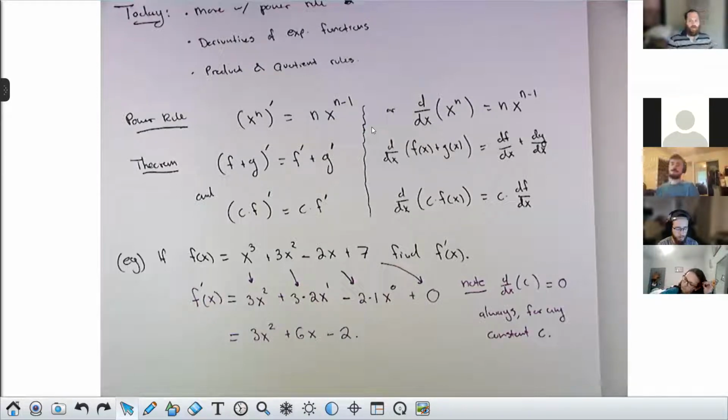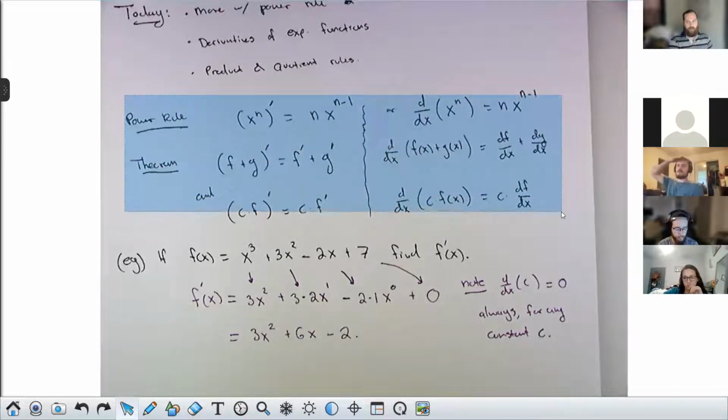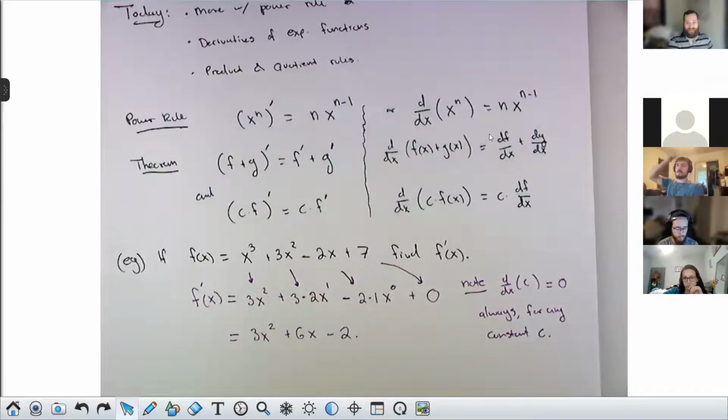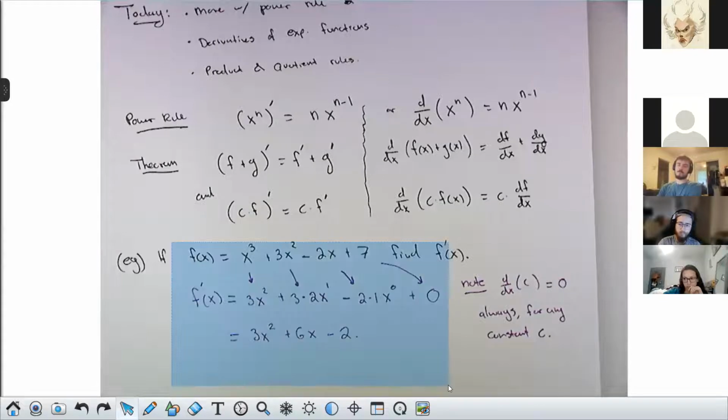Okay, any quick questions on the power rule or the theorem from last time before we charge ahead? Questions on this stuff, the notation? I know this is a little wonky. Any questions on the example here?